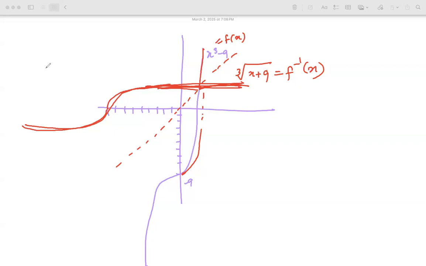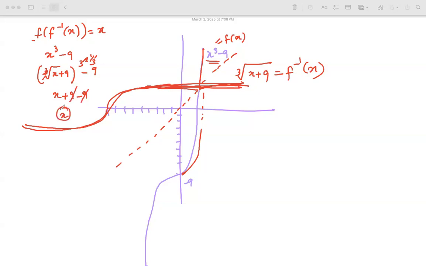Now, I told you, if they are inverse functions, what should they obey? F of f inverse of x equal to x. So, let me take my original function, x cube minus 9. But x was the input of that, right? Now, I'm going to change it to cube root of x plus 9 as my input. That is substituted instead of x. So the whole cube minus 9. So this cube will become 1/3 rational exponent, so they get cancelled. As a result, this becomes x plus 9 minus 9. This goes off, x.